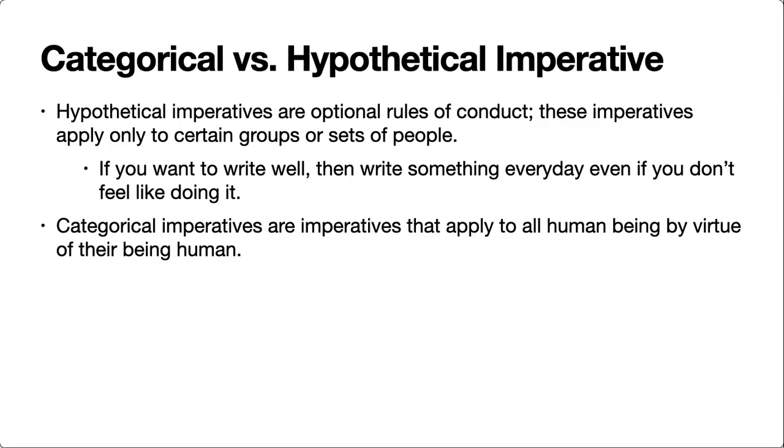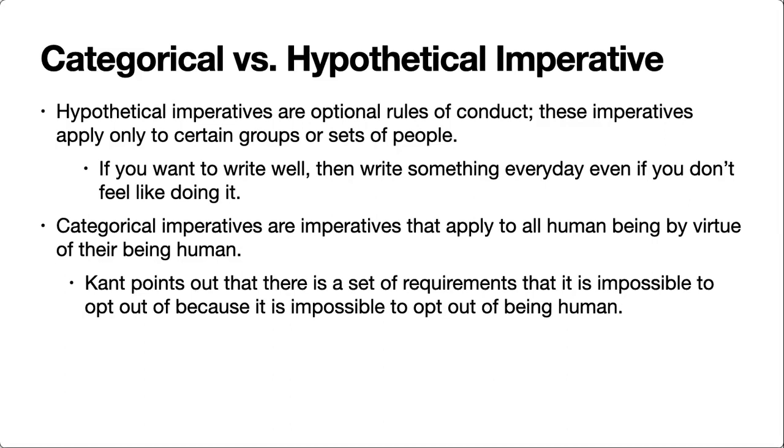So Kant says the categorical imperative applies to us because we're human beings. Because we're human beings, we have certain duties. That's the idea. So he says there's a set of requirements it's impossible to opt out of, because it's impossible to opt out of being human. I've been explaining that. And here, the insight is that humanity is a source of moral obligation. Because I'm human, I must act in a humane way.